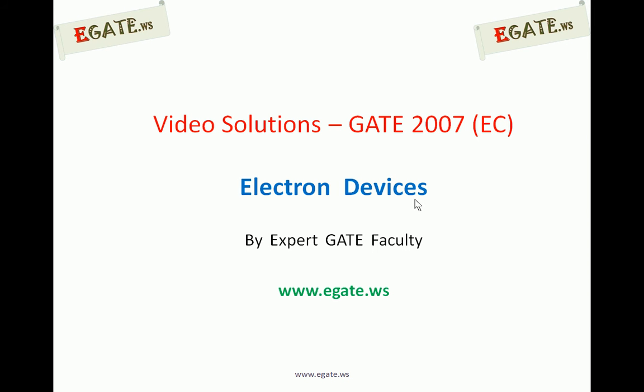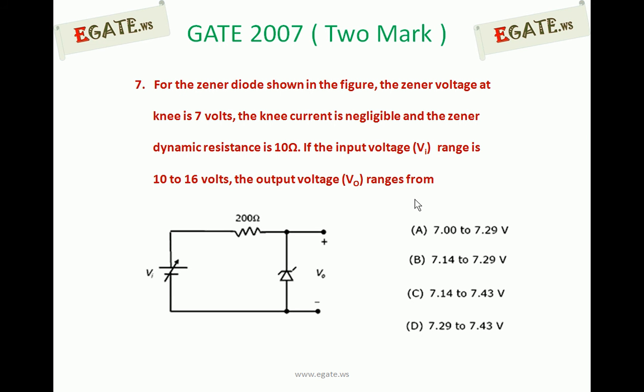Hello, we are discussing the GATE 2007 ECE paper, and the topic we are discussing is electron devices. This is the 7th 2-mark question that came in GATE 2007.